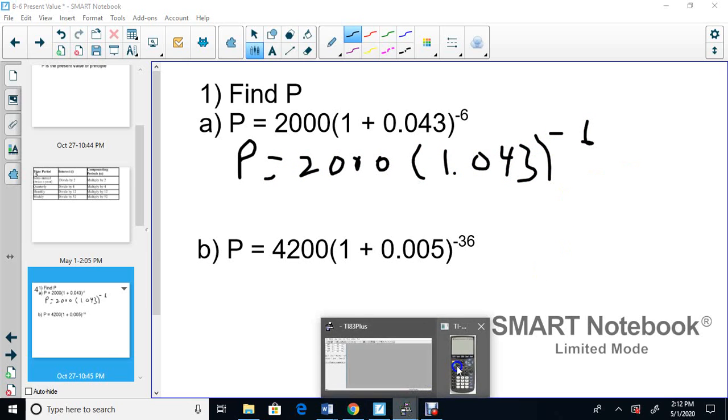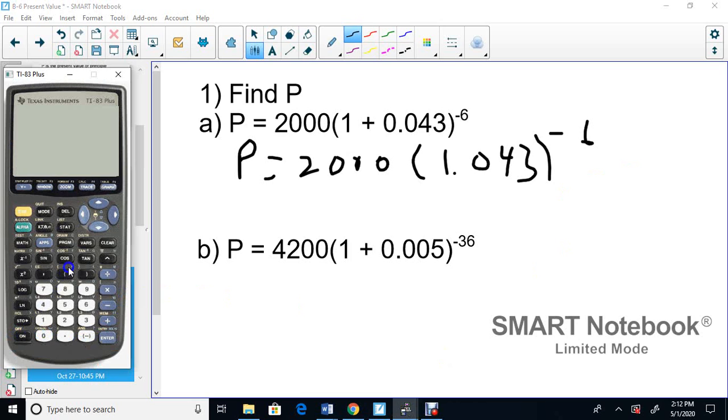Let's get my calculator out. Now you have to be very cautious with your calculator when you do these negatives. We'll clear. Do not use the minus sign. You have to find the negative symbol on your calculator. If you use the minus sign, you could get an error, or you have to put a bracket around it. So let's take a look. 2,000 times, this is the way I would do it, 1.043 to the exponent negative 6. And it gives my answer.